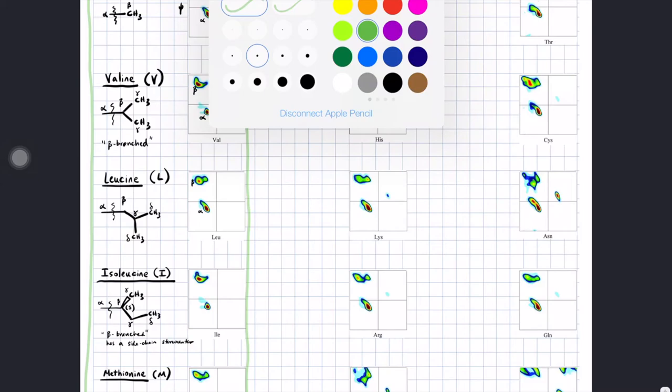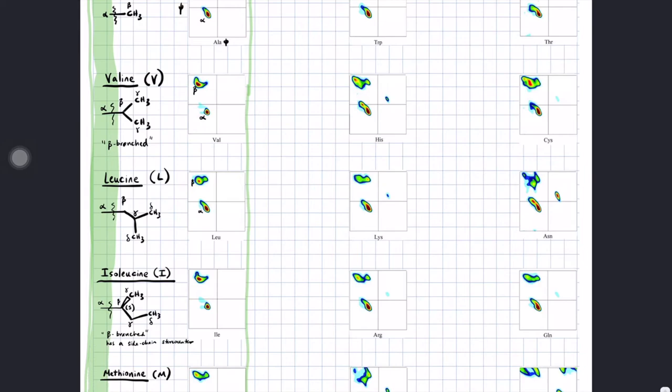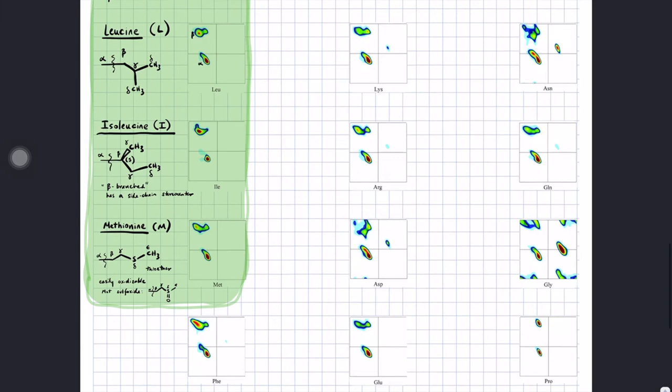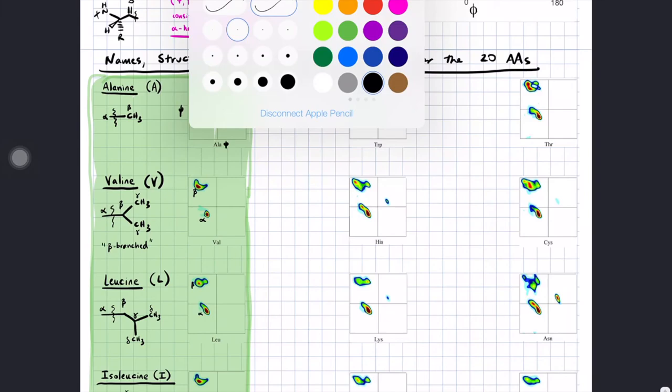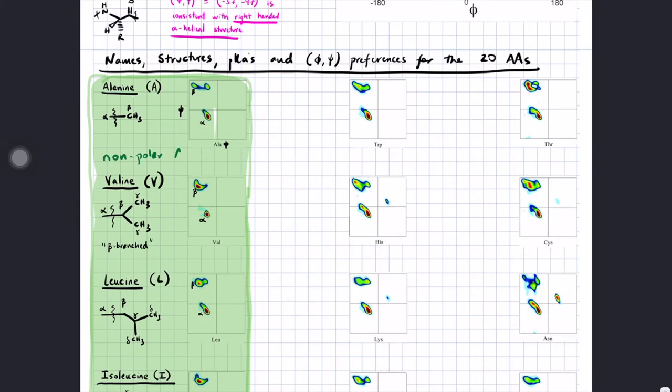Dare we try to color it all in? Why not? We like coloring. At least I do. You can fast forward through this part. Okay, so we'll call these our non-polar amino acids.